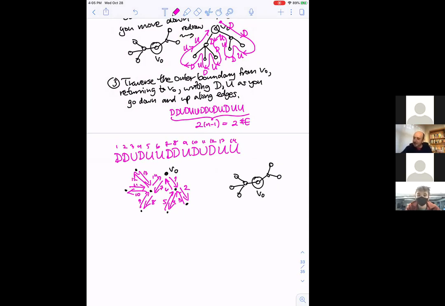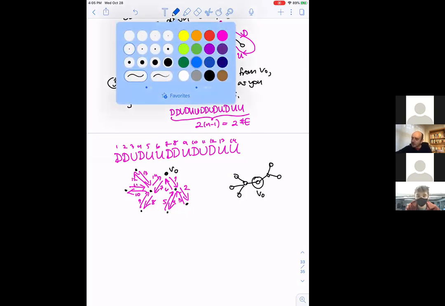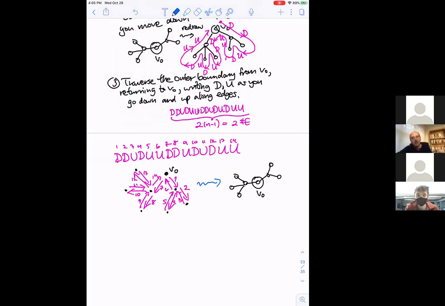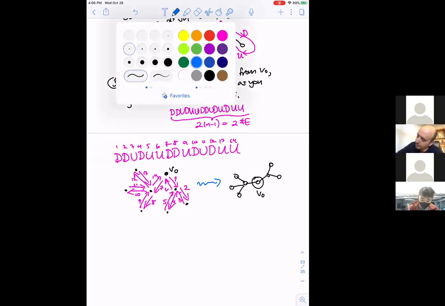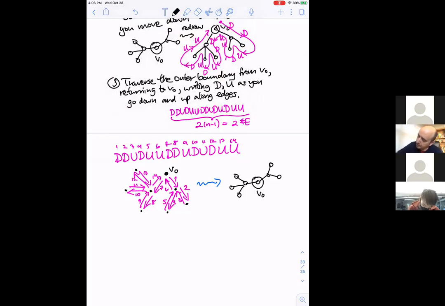So you have to think about this. This really does reconstruct that tree together with that choice of V naught, but we don't care. The point is, it did give us the correct unlabeled trees structure encoded in this sequence. So the number of such sequences is greater than or equal to the number of trees. All right, let me put this up here.